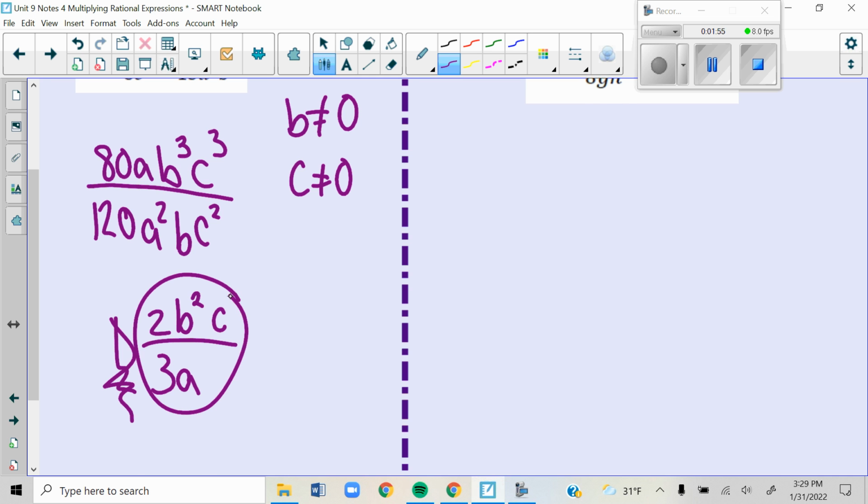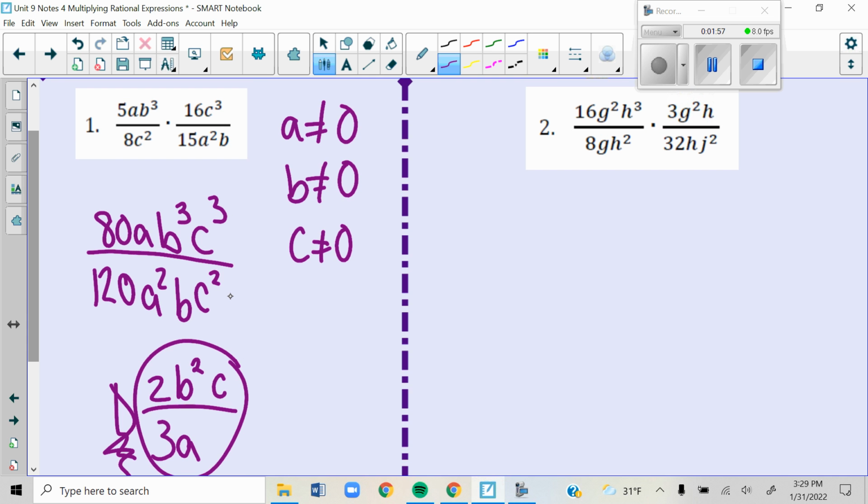Okay, so I'm going to show you this same problem, but I'm going to simplify it first and then multiply. So a little bit different, and as always, it doesn't matter to me which order or which way you do it. The first way I showed you or the second way I'm going to show you, as long as you're getting to the right answer, that is great.